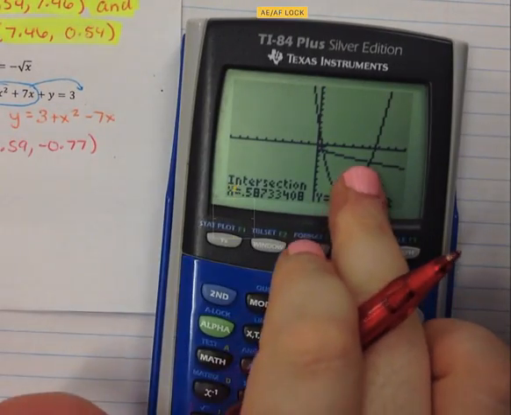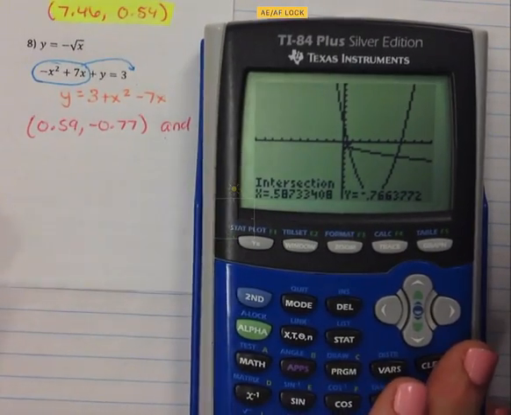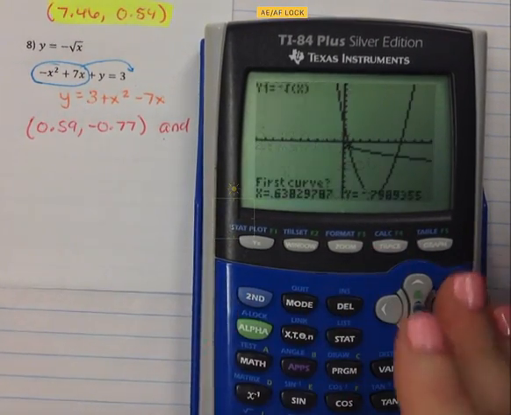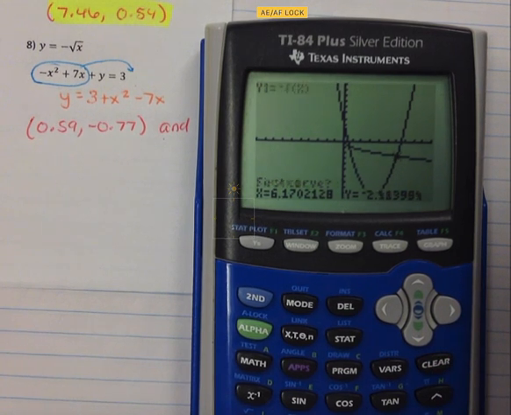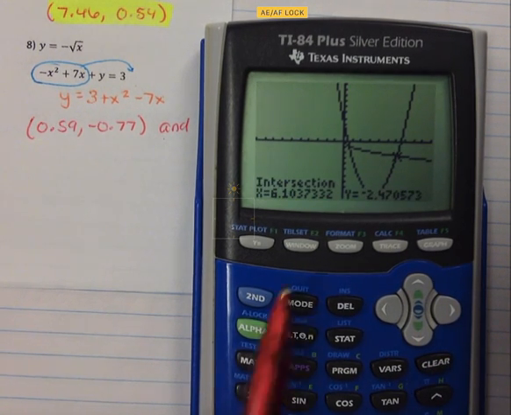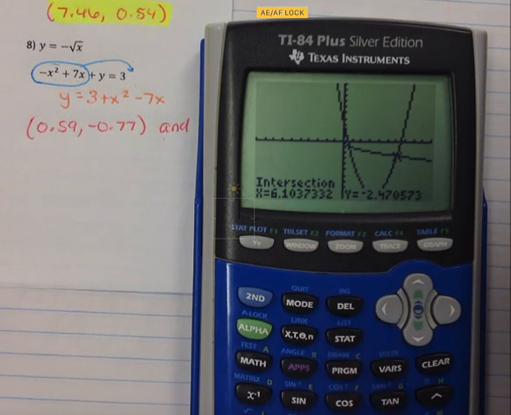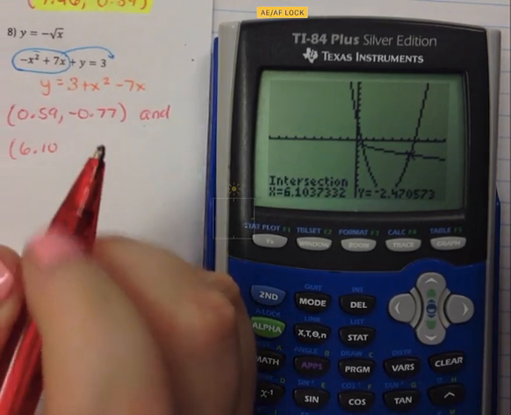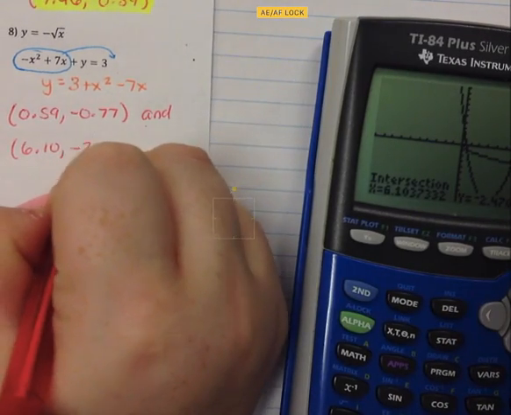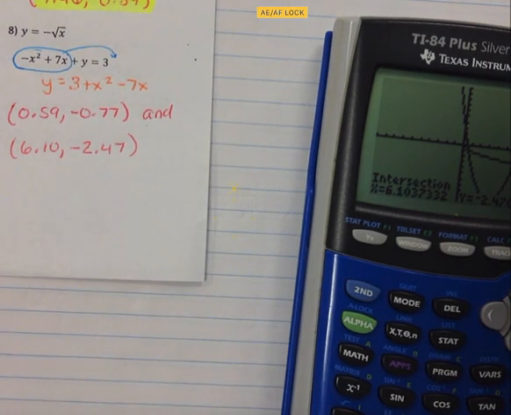But then we definitely have another one over here, so I can go ahead and put and. So the second one is second trace 5. Going to keep going on your cursor, so right until we get to this area right here. And we'll press enter 3 times. Enter, enter, enter. And it's at 6 and 1/10, comma, negative 2 and 47 hundredths. And those were our two intersections.